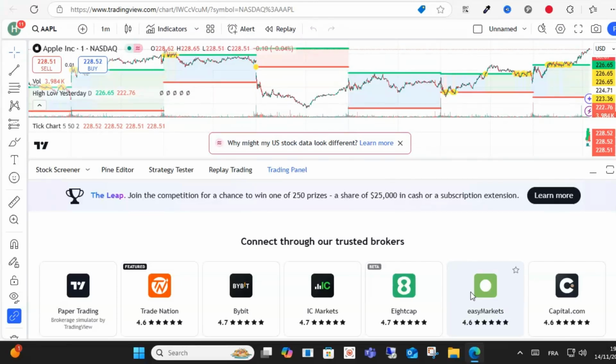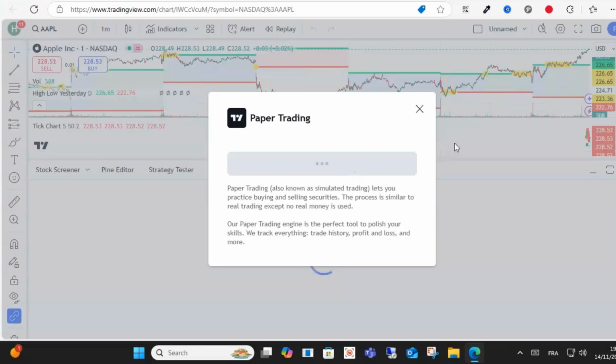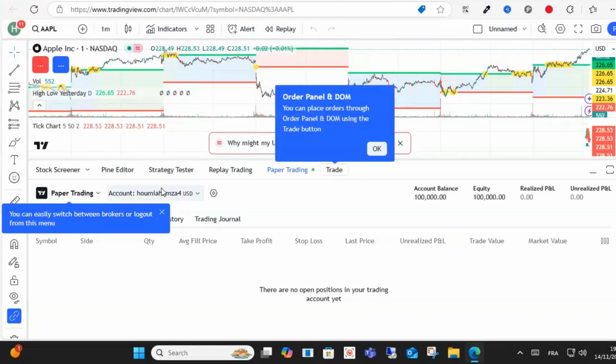Today I will show you how to trade leverage on a paper trading account on TradingView. So guys, what you have to do is open your TradingView and click on Paper Trading and click Connect, as you can see here.